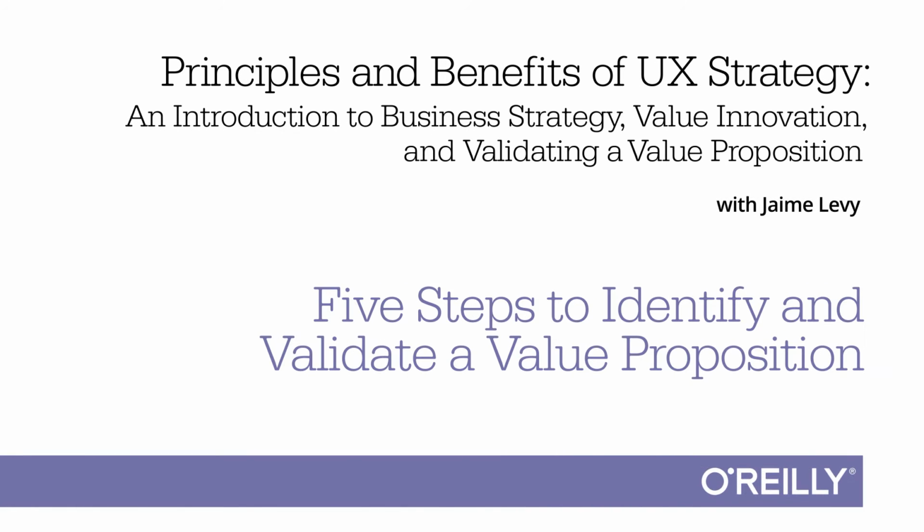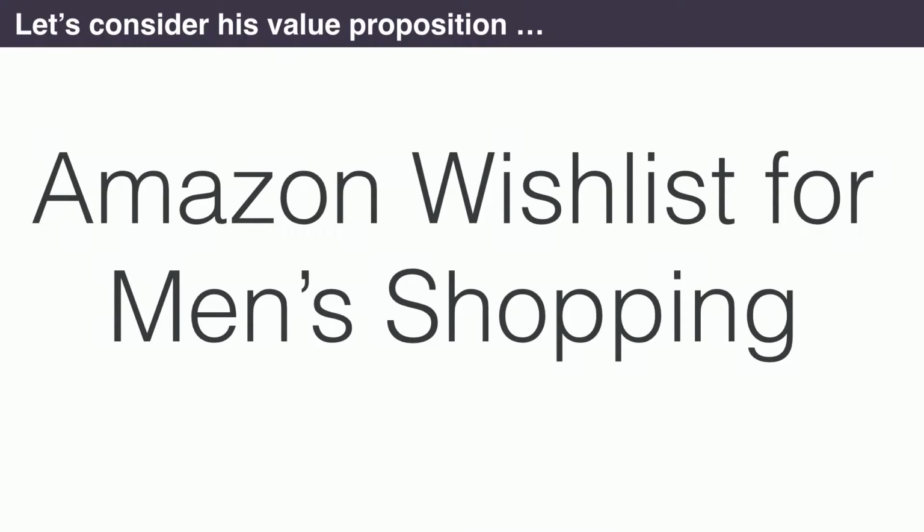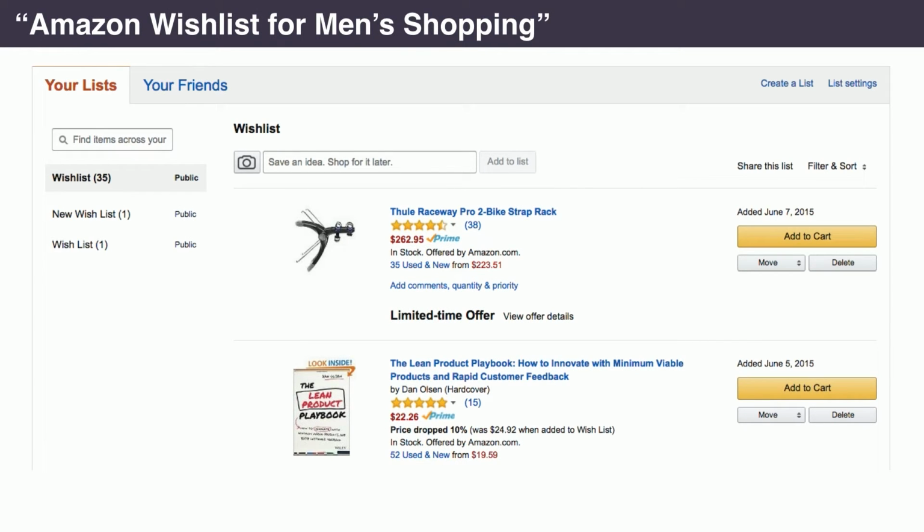In the following segments, we're going to do a deep dive into how to go about validating a value proposition. Let's start by considering our blockbuster movie producer's value proposition: Amazon Wishlist for men's shopping. Now, he got the idea because he really liked Amazon's Wishlist feature.